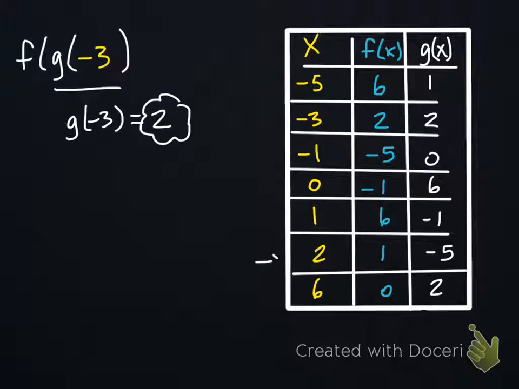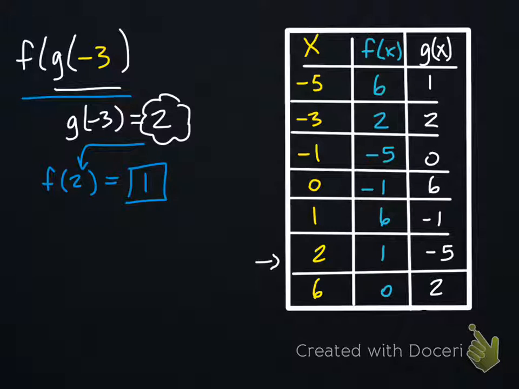So we go over to 2. And now we want the f of that, because we're going to our next level out, right? So we want f of 2. If we look in our table at 2 and go across, our f value is a 1. And that's our final answer because we're out of functions. So we're going to do that again.